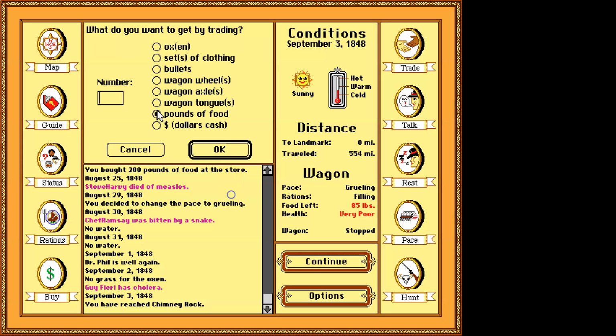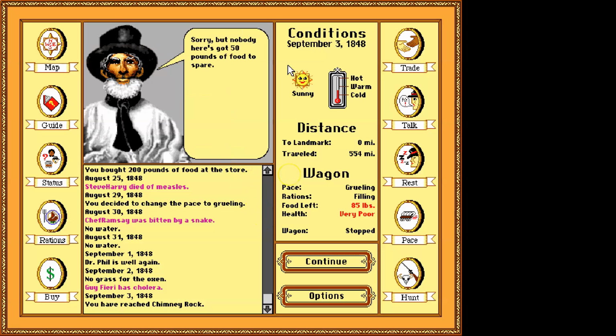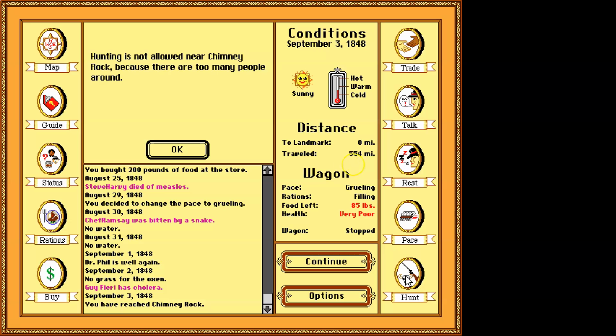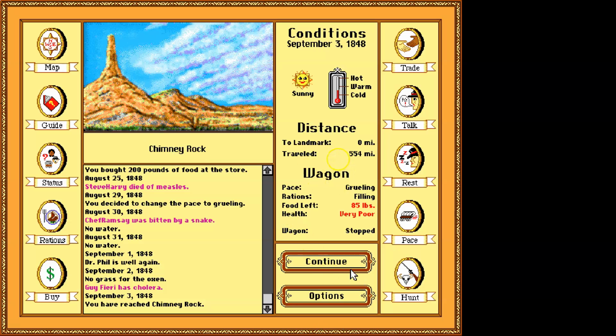Pounds of food. Let me get 50 pounds. Let's see. Sorry, but nobody here has got 50 pounds of food to spare. Okay, I'm sorry, bargain brand Abe Lincoln. Can I hunt instead? Okay, so hunting is not allowed near Chimney Rock. I guess it's unfortunate, but if you were hunting, you would click on the hunt icon, and you have to hunt animals, and that adds to your food supply. Okay. I guess I'll continue.